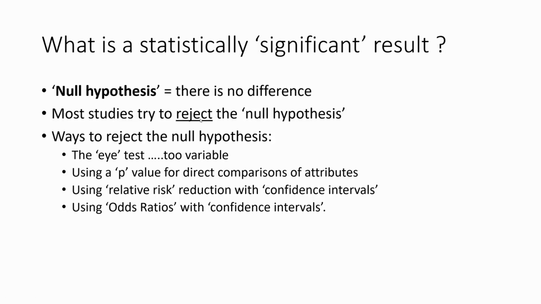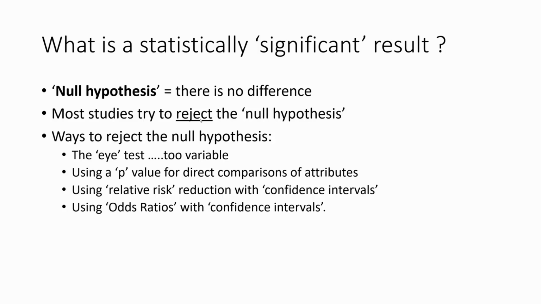The eye test is extremely variable. If you look at an outcome of a group of people treated and look at an outcome of people who weren't treated, and you say, oh yeah, that looks roughly about 50% less than the other group and so forth, there's no way of actually applying any kind of rigor as to whether or not that result is purely by chance or whether or not it's so-called statistically significant.